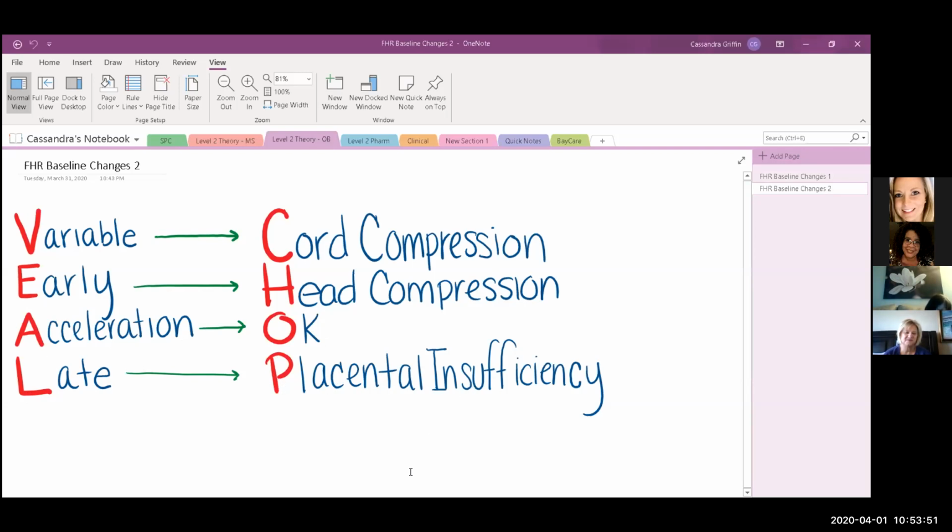So if you're thinking about, well, the patient's having variables, what might be causing that, you can quickly think veal chop. The first letter correlates to the first letter. I'm looking at cord compression. How do I relieve that compression and move forward? I hope you find that helpful.